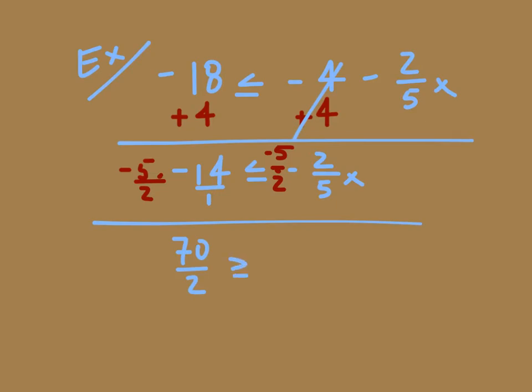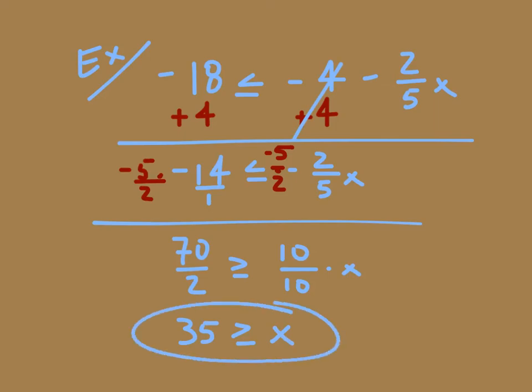And then over here, I've got negative 5 times negative 2, which is going to give us a positive 10. And then I've got 2 times 5 here, which is going to give us a positive 10, and then times x. So from there, what I want to do is look at what I got. On the left side, I can do the math here. 70 divided by 2 gives me 35. And that's greater than or equal to 10 divided by 10, which is 1. 1 times x is just x, and that's my answer here.